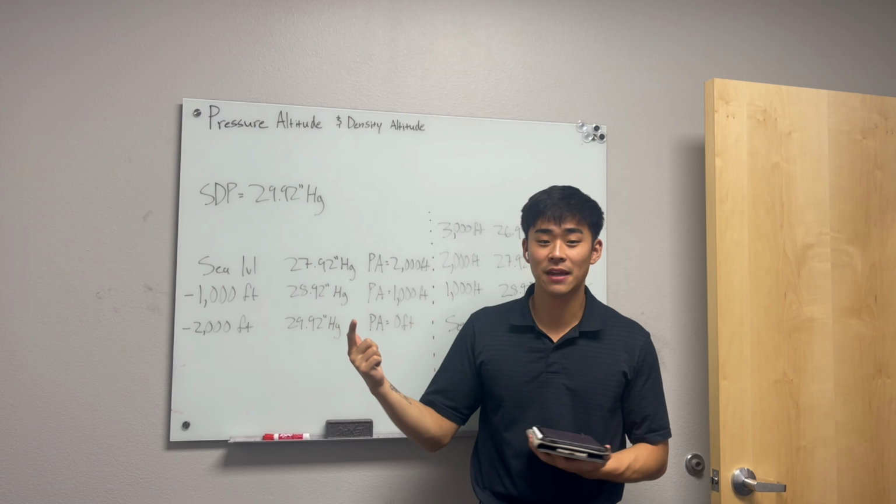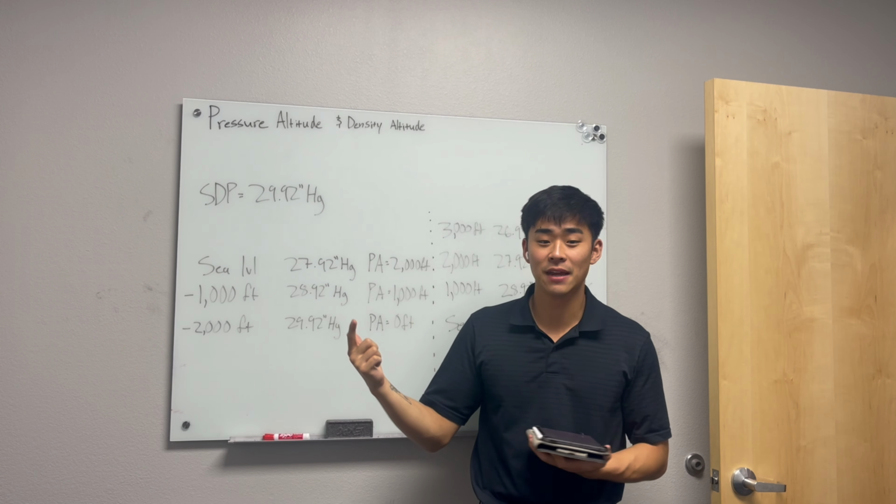First, we can set our altimeter to 29.92 and read the altitude that it's showing. This is because the altimeter is essentially just an instrument that detects changes in pressure, and now we've just set it to SDP. Another way we can do it is utilizing the pressure altitude formula, which is pressure altitude equals 29.92 minus the current altimeter setting times 1,000 plus field elevation.